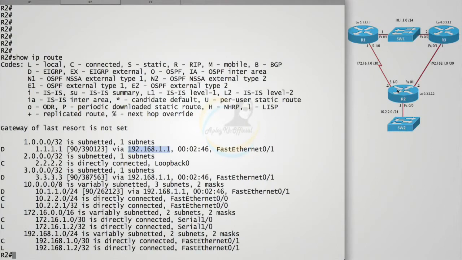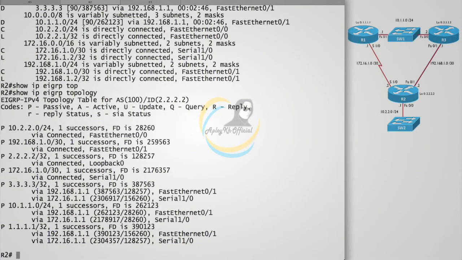EIGRP probably knows about both paths. In its topology table, it can go from R2 to R3 to R1, or it can go directly from R2 to R1. Let's just make sure of that. Let's do a show IP EIGRP topology. And sure enough, we have two paths to get to 1.1.1.1. One path is via R3. The other path is direct to R1.